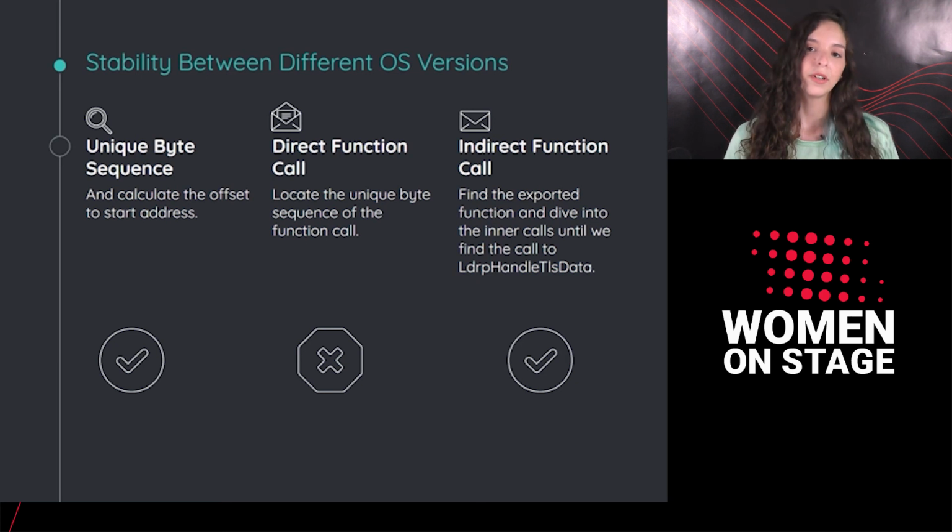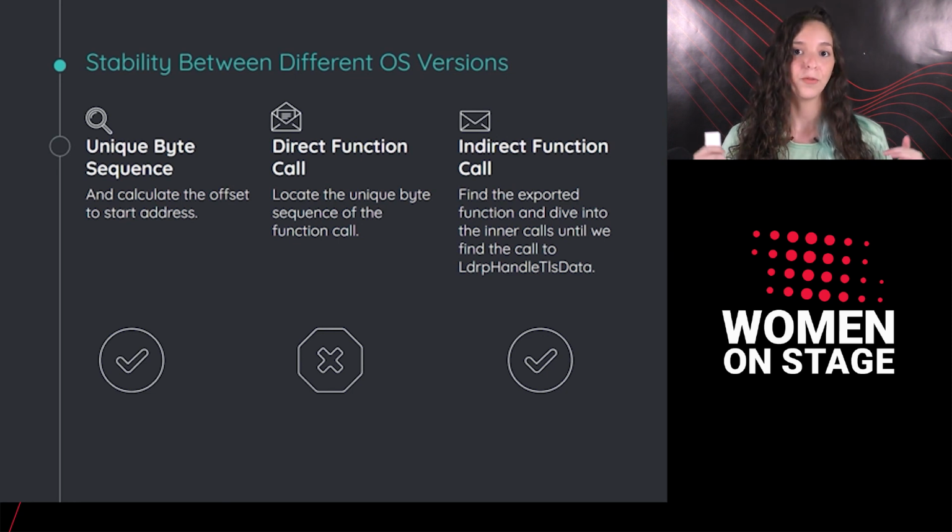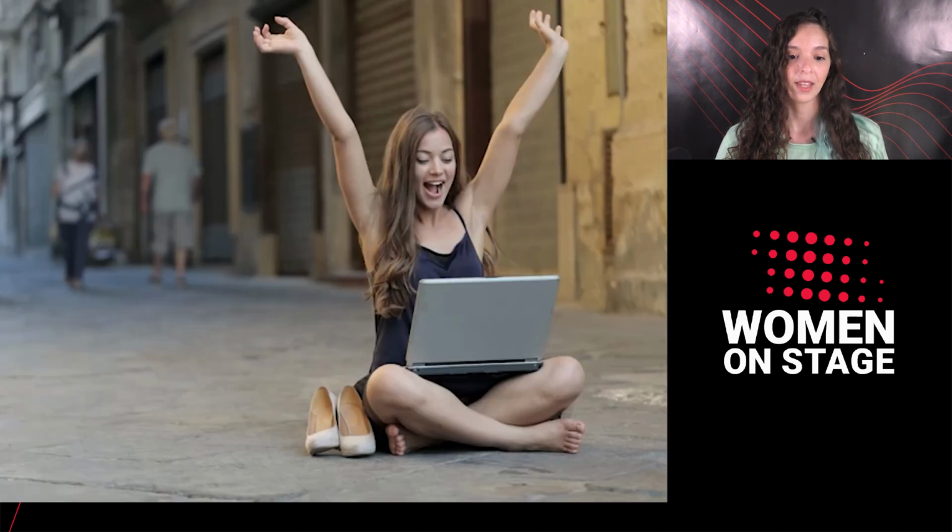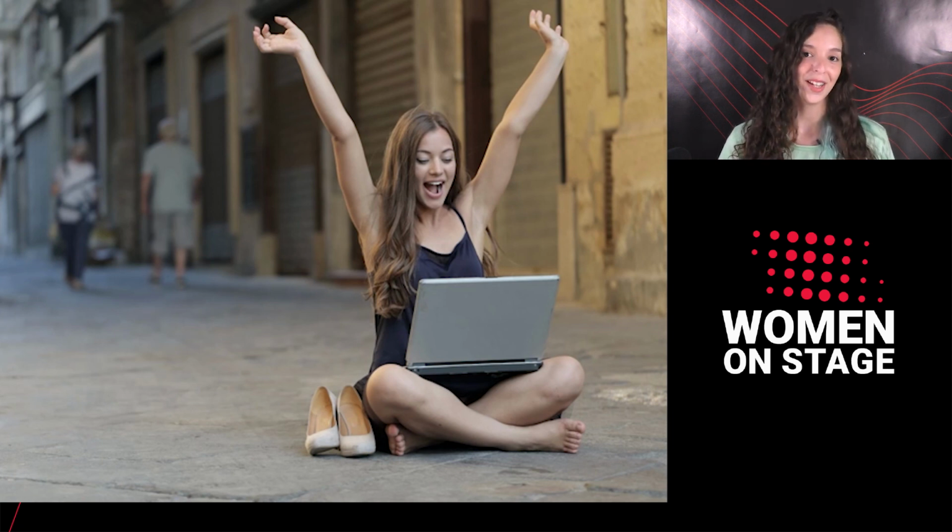But the most important thing to say here is that it can change between different functions. So there isn't a right or wrong way. All of these 3 ways work, but you have to choose what's better fitted for the specific function that you're looking for. Now we have 3 different ways to find our function. We can successfully run our code on the remote process.